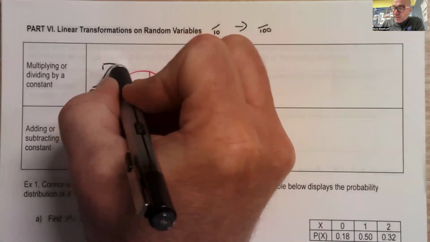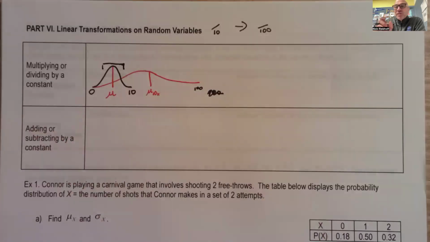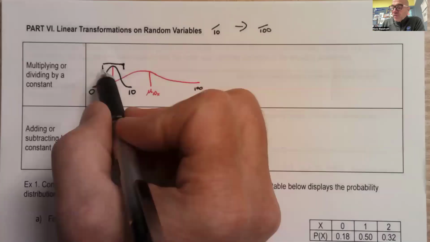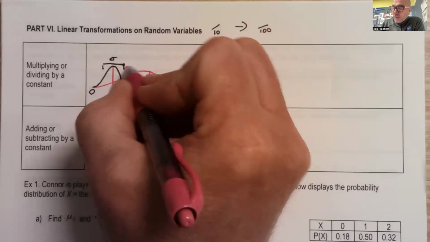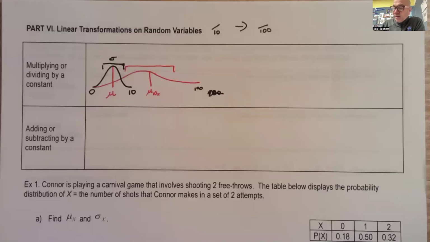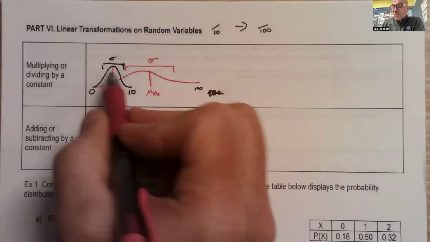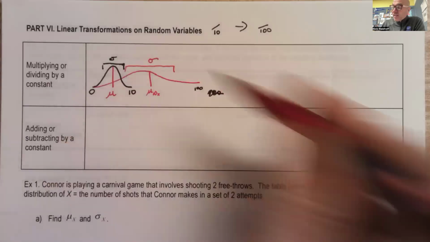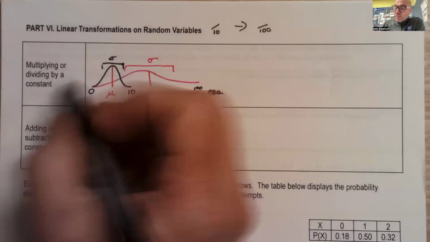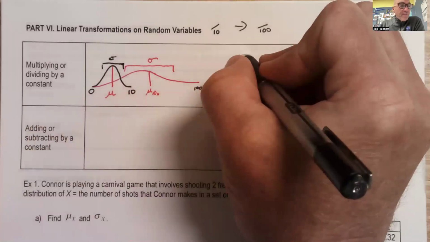I'll use the term standard deviation. It's the average, kind of expected deviation from the mean, right? So if that's the standard deviation, what happens to it now? Look at it now. Oh yeah, the standard deviation has gone up by the same amount, 10 times. If the standard deviation was, let's say, 1.5 before, now it's 15, right? It's times 10.